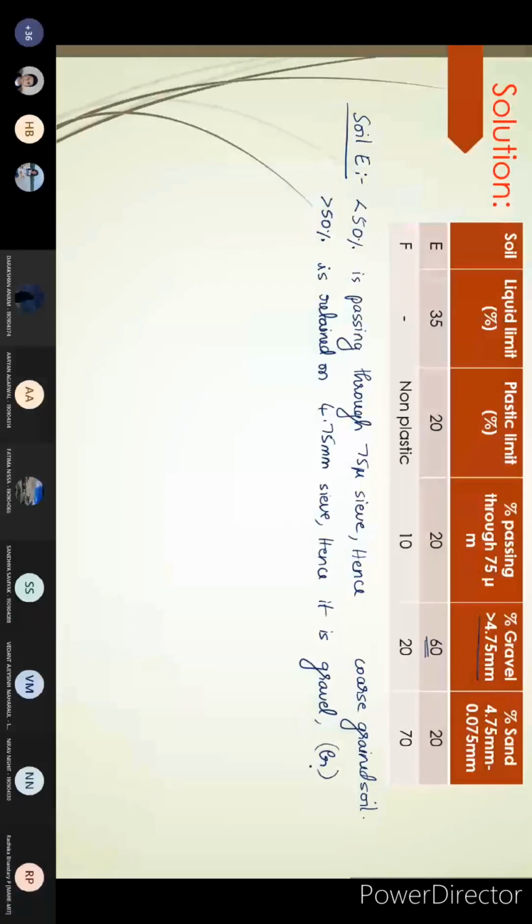So next step is what we have to see. What is the percentage fines? So percentage fines is 20%, which is more than 12%. Correct. Hence, it can be either GM or GC.